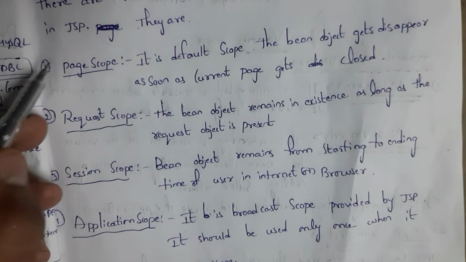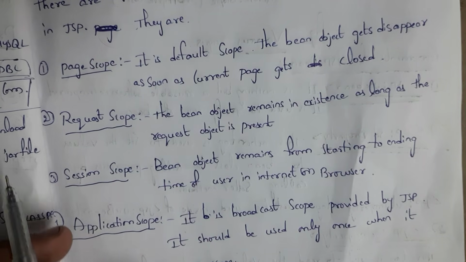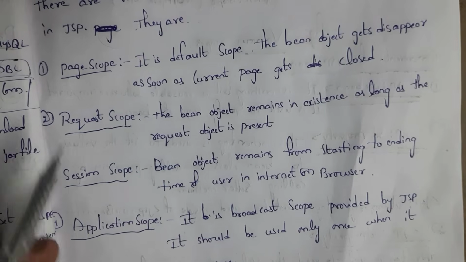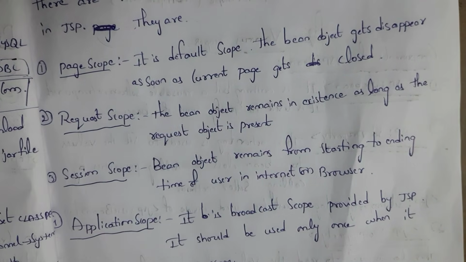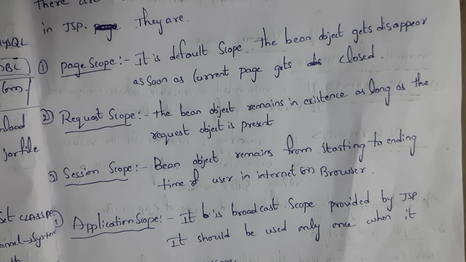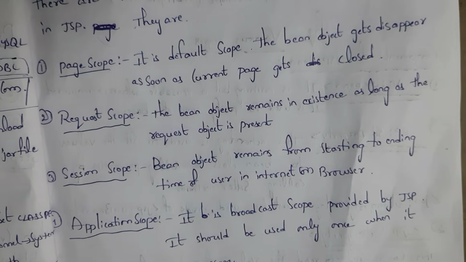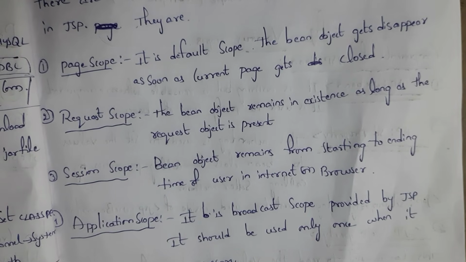First one is page scope, second one is request scope, third one is session scope, and fourth one is application scope. At first, page scope. This page scope is the default scope. Whenever we close our current page, then bean objects disappear in page scope. And next one is request scope. In request scope, bean objects remain as long as the request object is present.